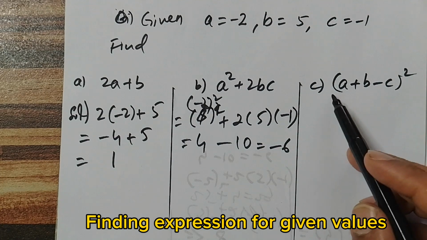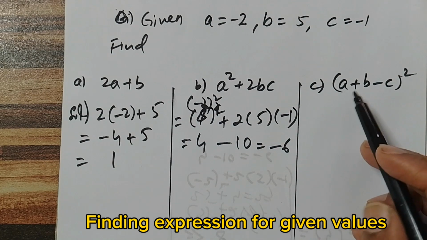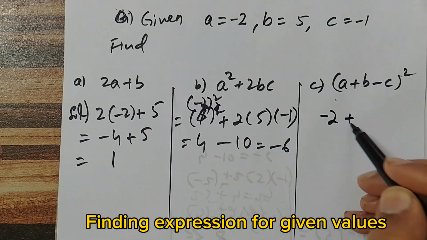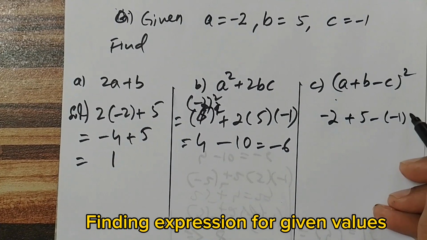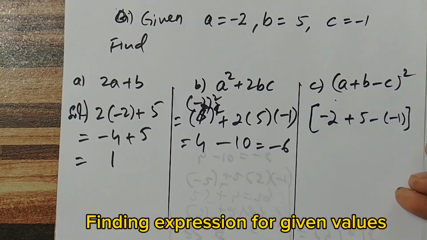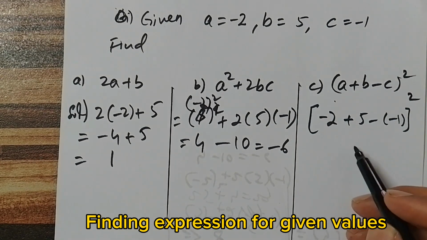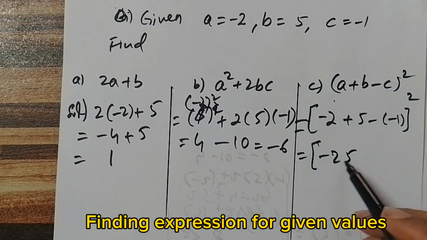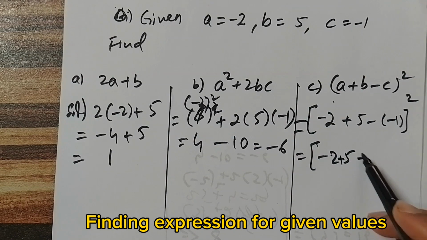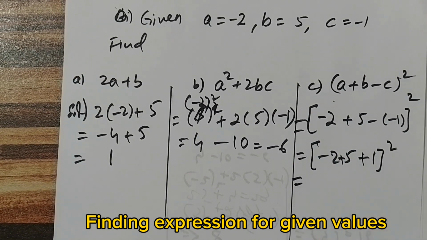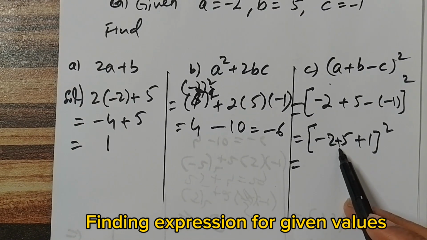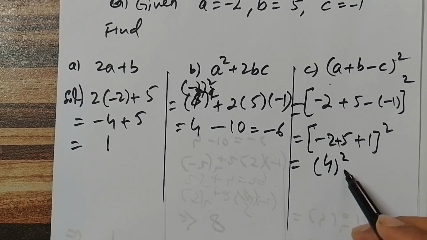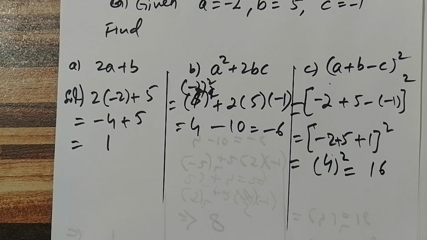And in the c part, a plus b minus c, if I put the values, a is minus 2, b is 5, c is minus 1, I have to put it in the bracket because of its negative sign. So if I simplify it, it becomes minus 2 plus 5 and minus minus plus plus 1. Minus 2 and plus 5 is equal to 3 if I go from left to right, and 3 plus 1 equals 4, and square of 4 is 16. So this will be my answer.